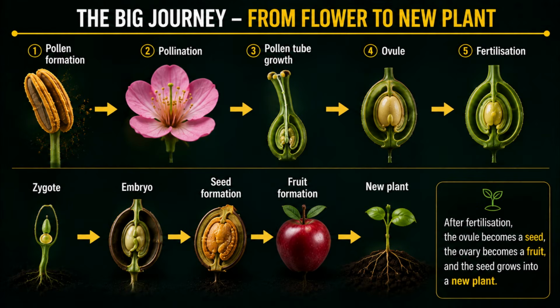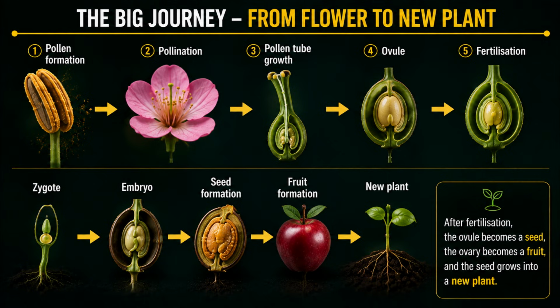Now let's put the entire journey together. It begins with pollen formation inside the anther. Next comes pollination, when pollen is transferred to the stigma of a flower. After compatible pollen lands on the stigma, the pollen grain can germinate and produce a pollen tube. The pollen tube grows through the style towards the ovule. The male gametes are eventually delivered to the embryo sac, where fertilization takes place.